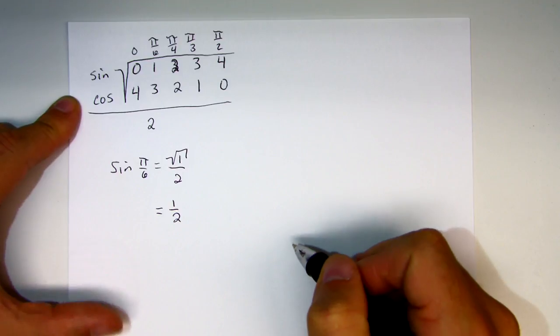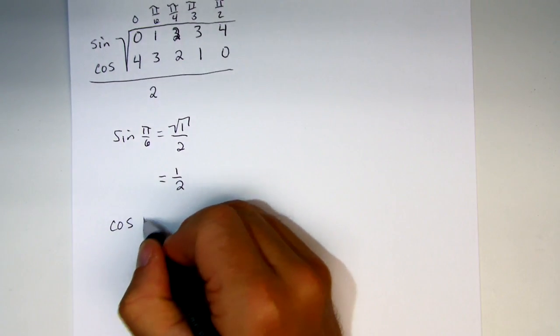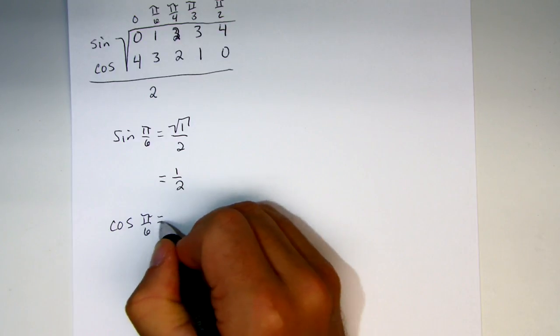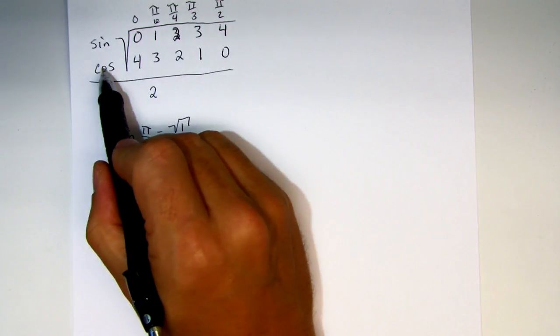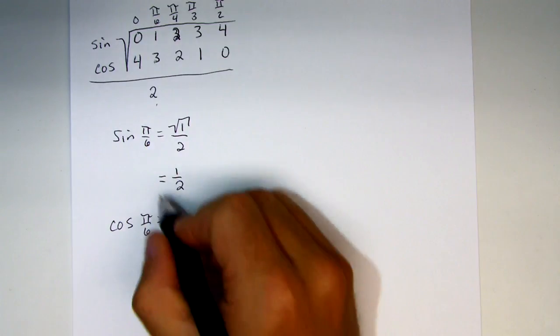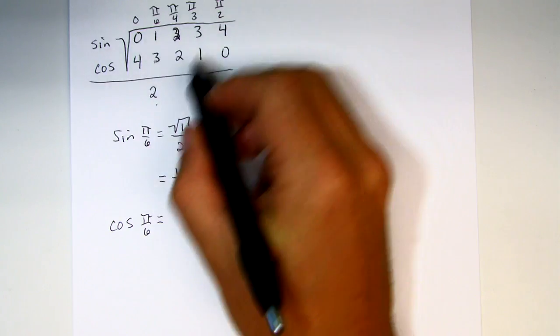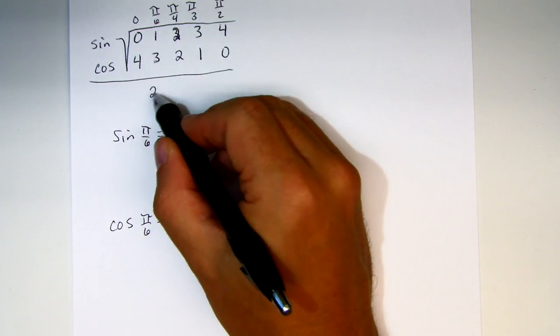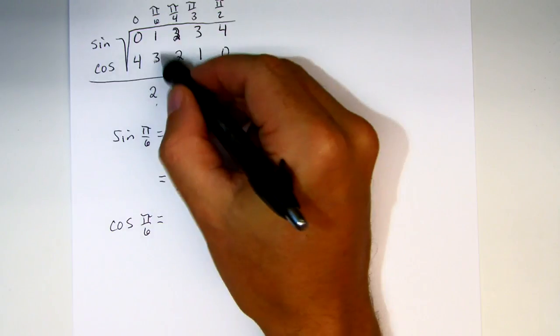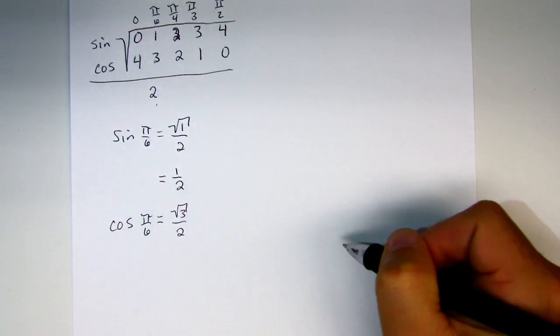Okay? Now I want to try cosine of pi over 6. And I find cosine. I go to pi over 6. Well, that's radical 3 over 2. So this radical here covers for everything on the top, and the 2 is in the denominator. So cosine of pi over 6 is radical 3 over 2.